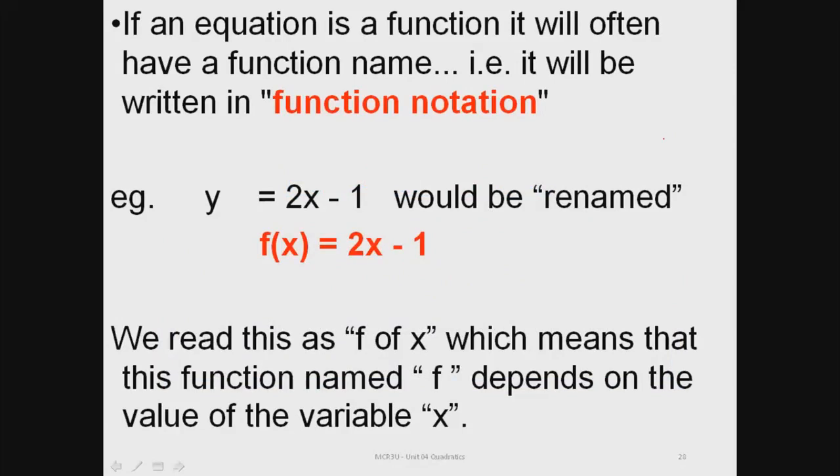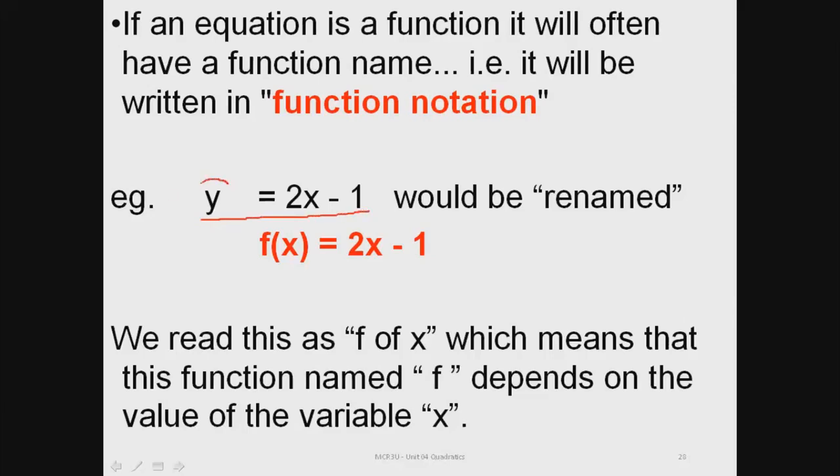In the last video, we saw a line in function notation. If an equation is a function, it will often have a function name. We're just renaming it. It will be written in quote-unquote function notation. So we looked at a line. Here is our line, y equals 2x minus 1.